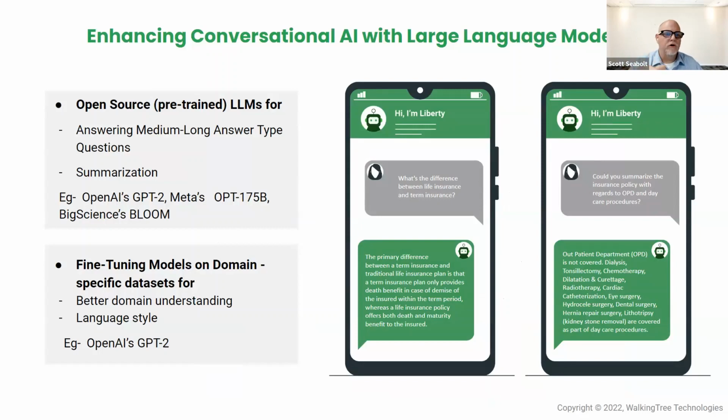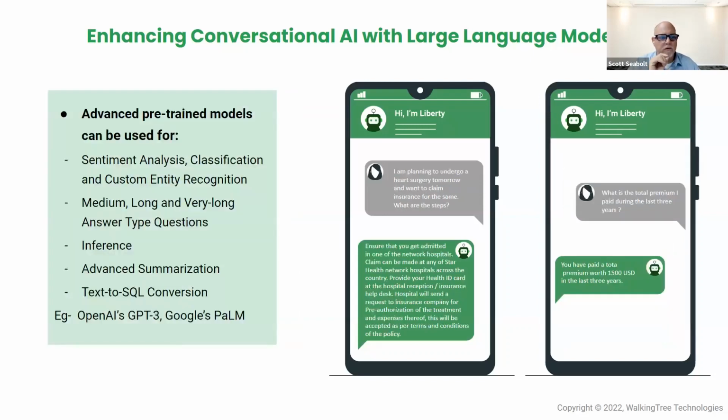So when we talk about open source, we're talking about things like OpenAI's platform, and then Meta's and Big Science's. So the different GPTs, and then Meta's OPT-175B, and then Big Science's BLOOM. And in terms of that, what we're looking at for those is that they give capability around answering medium to long answer type questions, and do a good job of summarization as well. When it comes to fine-tuning models on domain-specific data sets for better domain understanding and language style, you've got OpenAI's GPT-2 for that, for example. And then we'll talk about GPT-3 a bit later in the next slide as well. So let's look at the next slide.